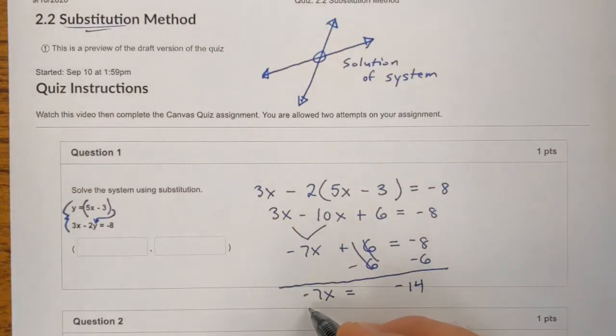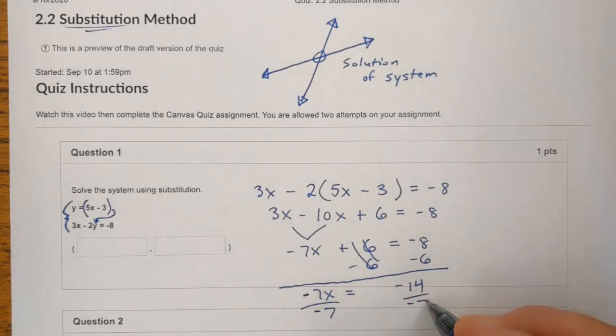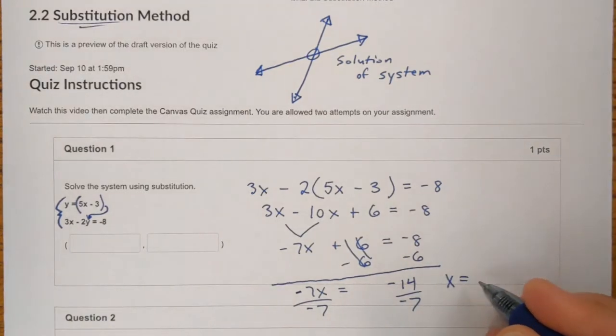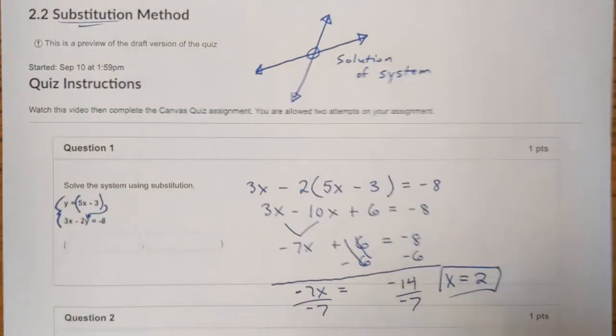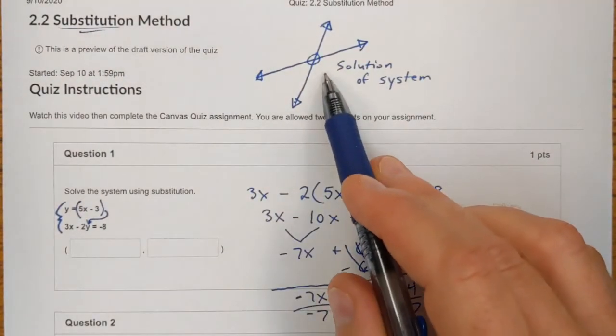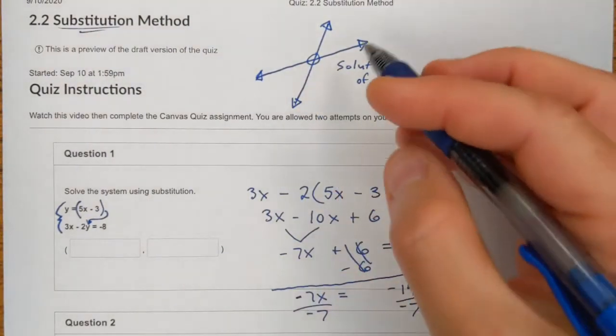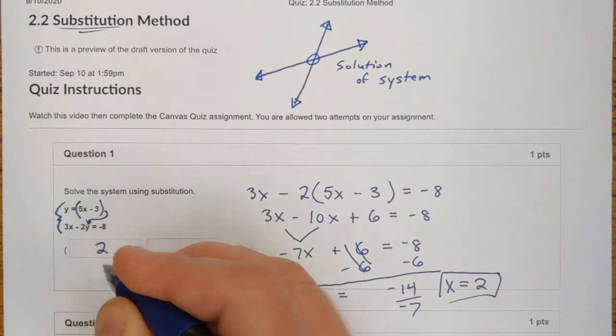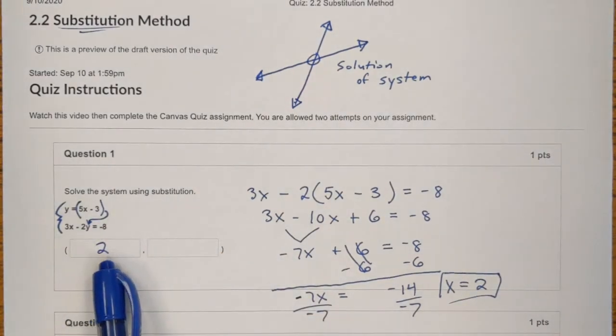And then I'm going to divide both sides by negative 7. And I get this first answer, x is equal to positive 2. Now, remember that when you solve a system of lines, you're trying to find the point where the two lines intersect each other. Well, this is the x-coordinate of that point. We're going to type that into my first box. That's going to be my first answer.